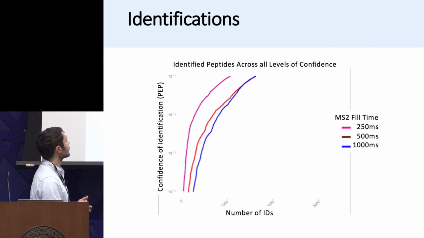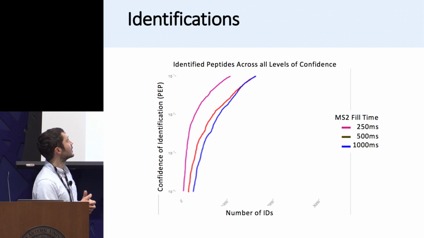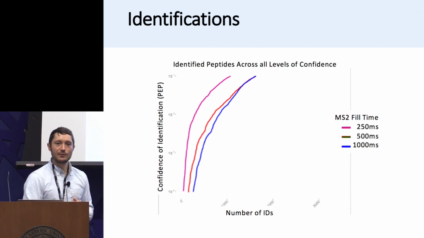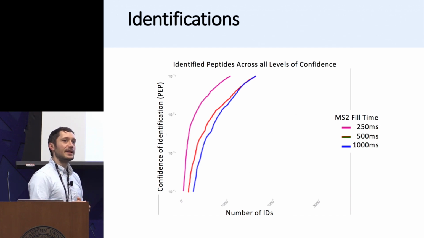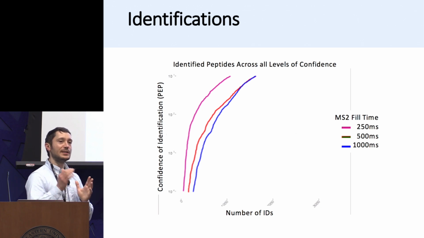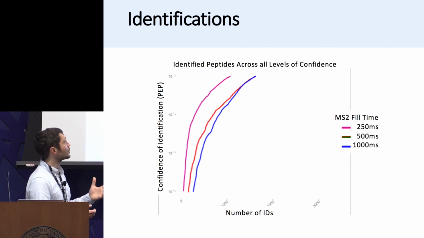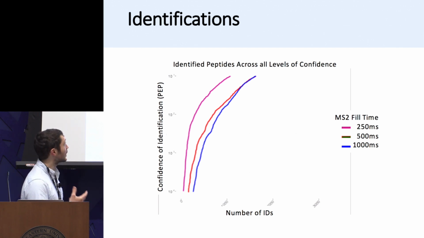So you can see that for our highest MS2 injection time, our 1,000 millisecond injection time, we got around 750 confidently identified peptides. For our 250 millisecond injection time, we got around 300 to 350 peptides. I think it's important to say that we can't say definitively that the apex targeting is what resulted in the increase in the number of identifications, but the correspondence is there: increasing the injection time allowed us to both more effectively target the apex and resulted in more confident identifications.